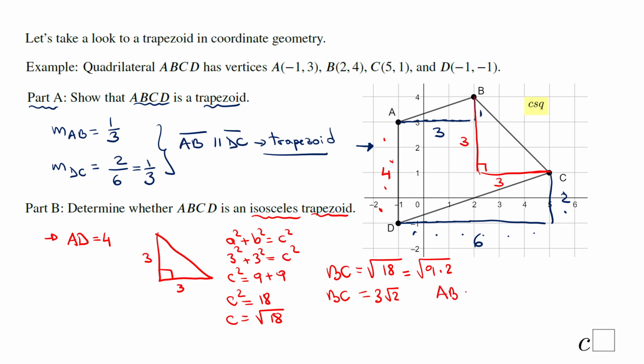Let me write that here. ABCD is not an isosceles trapezoid because these two legs are not congruent.